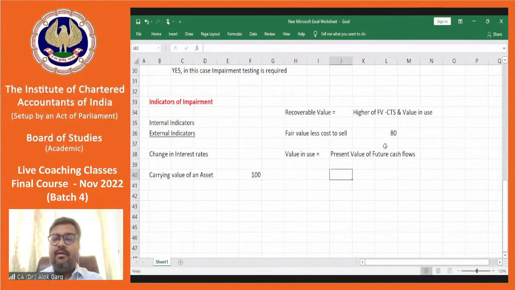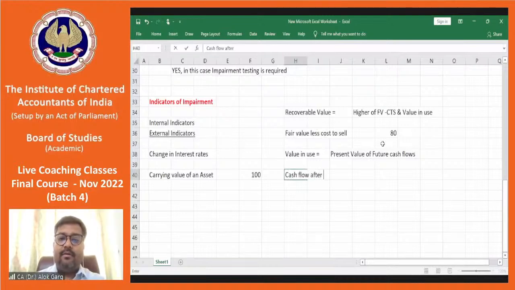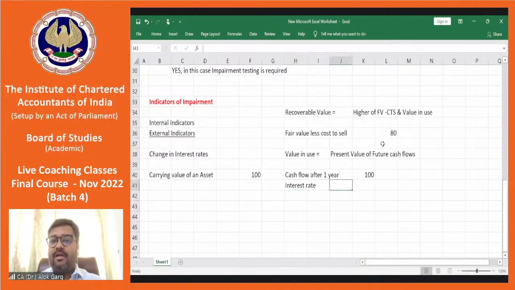So assuming my future cash flow is 100 rupees. My cash flow after 1 year is 100 rupees. The discount rate is, for example, 10%. What is the present value of this future cash flow?